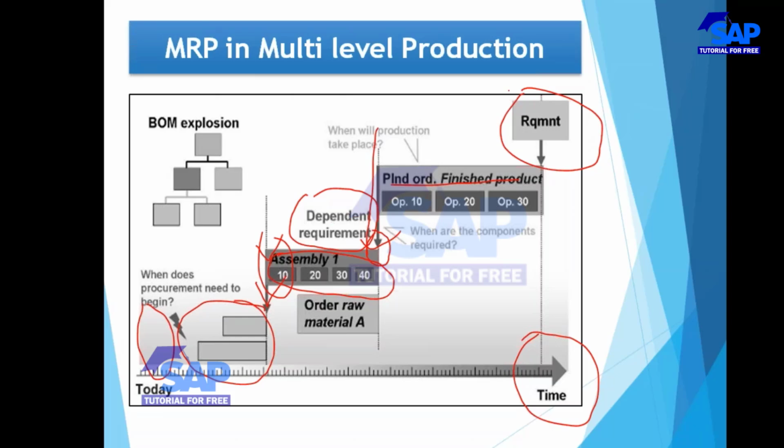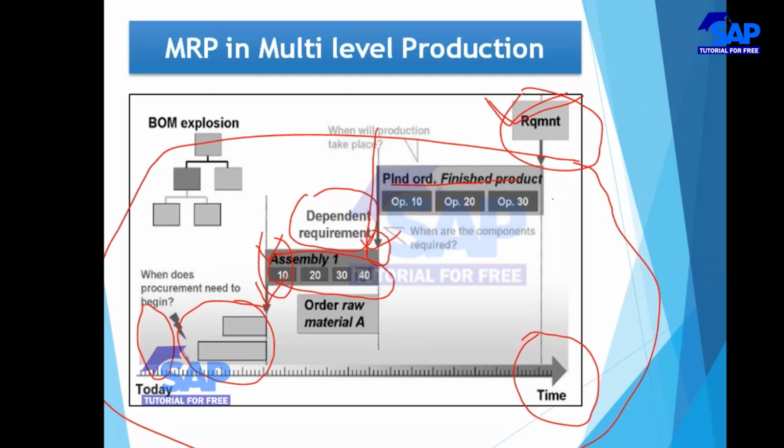Okay, so we only enter the requirement here. That's all. We enter only the requirement, and then when you do MRP, all these activities will be taking place. Of course you have to set up your master data, everything properly in the system. Then only this will get executed properly.